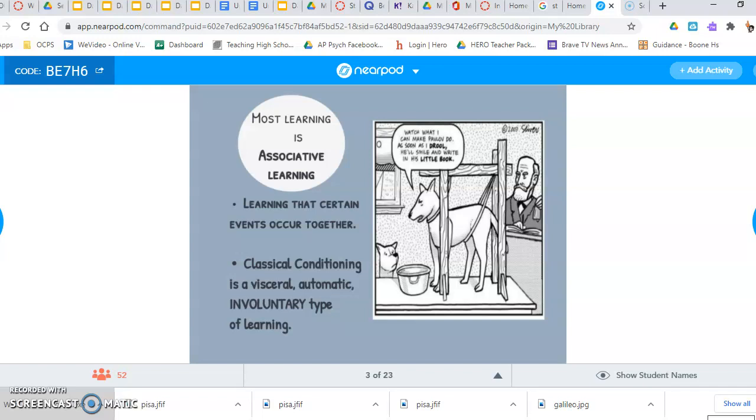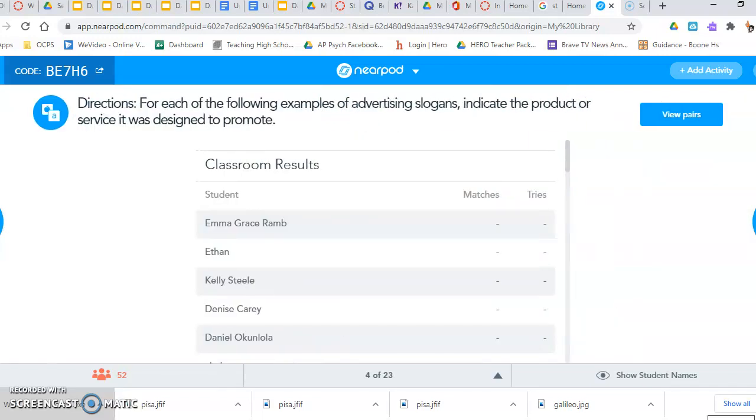So classical conditioning is a type of associative learning. This one is involuntary. So we're always going to be looking at involuntary responses: drooling, temperature changes like you're too hot, anxiety, fear, happiness, something that's involuntary. It's not anybody or anything making a choice. The reaction is an involuntary reaction. So let's take a look.